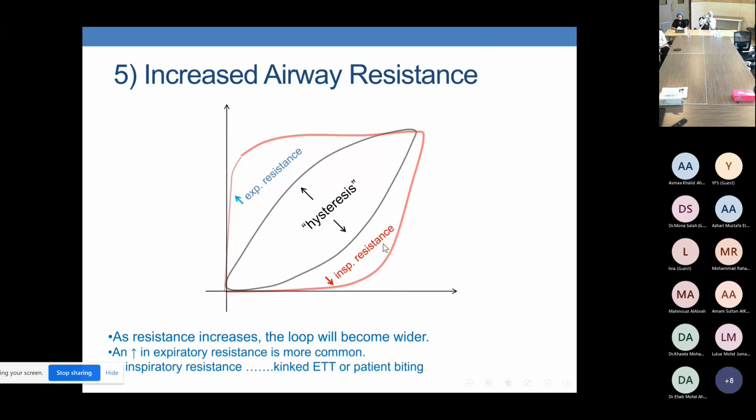Here the hysteresis, again, if there is high resistance, and it is in both the inspiratory and expiratory limbs, this means that there's something happening in the ET tube. So most probably it is kinked, or in an adult patient, it can be the patient biting the tube, or the tube is migrating, going down and touching the carina.